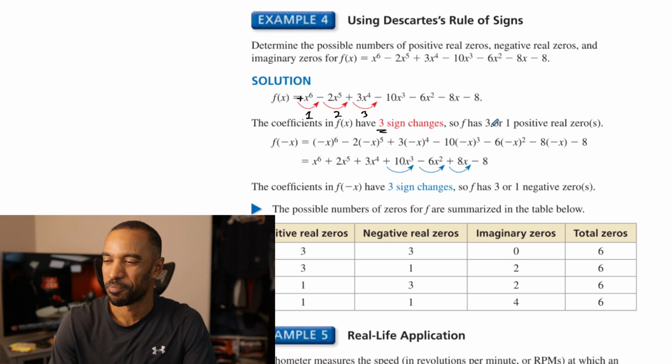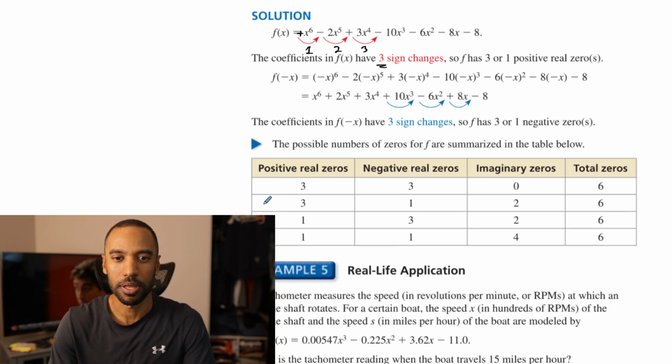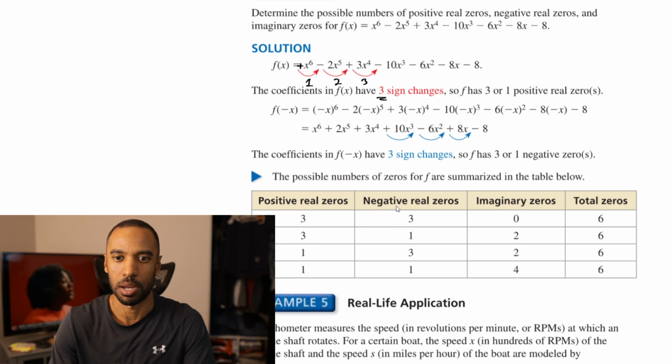Oh, anyway. 3 or 1 positive real zeros. Okay. Now we're going to place those in a table in a bit in combination with the number of negative real zeros.